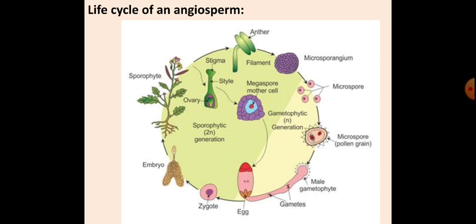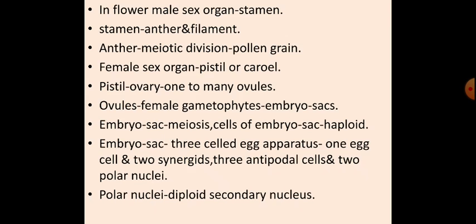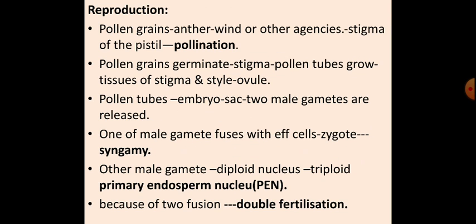The pollen grain will get deposited upon the stigma of the pistil. This process is called pollination. That is, transfer of pollen grains to the stigma is called pollination. So pollen grains are carried either by biotic or abiotic agents and deposited on the stigma of the pistil. This process is called pollination.